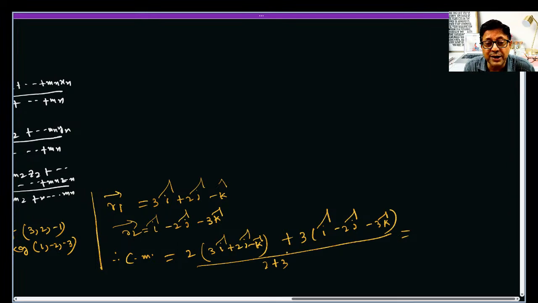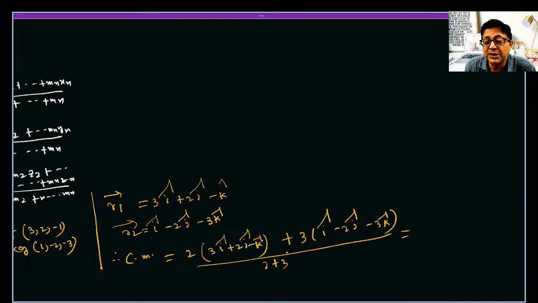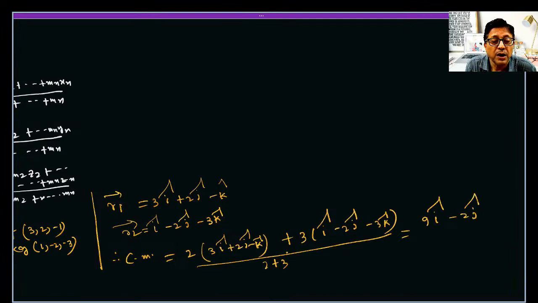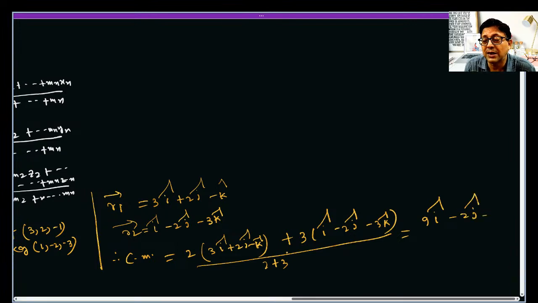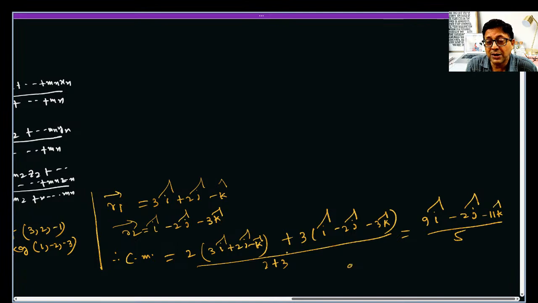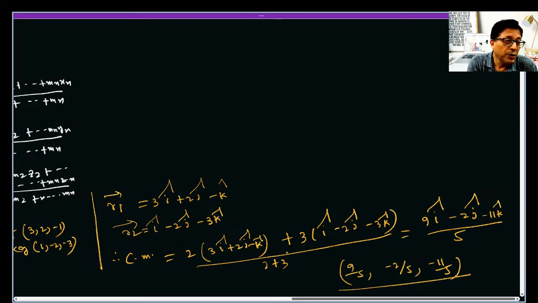So what is the position here? This is going to be 6 plus 3, 9i, 4 minus 6, minus 2j, and minus 2 minus 9, minus 11k, divided by 5. So center of mass will be at 9 by 5, minus 2 by 5, minus 11 by 5. No need to get their x, y and z coordinates. Okay.